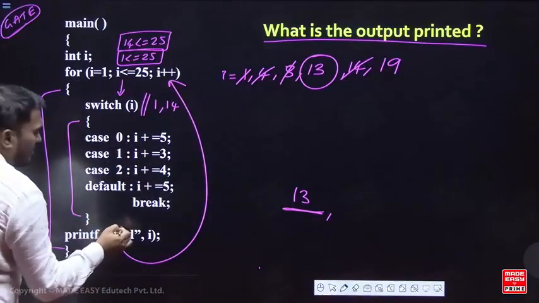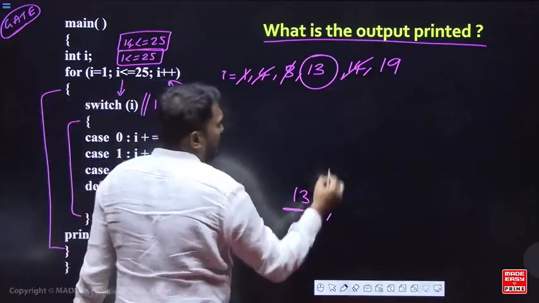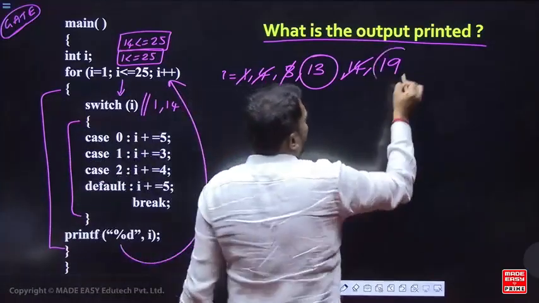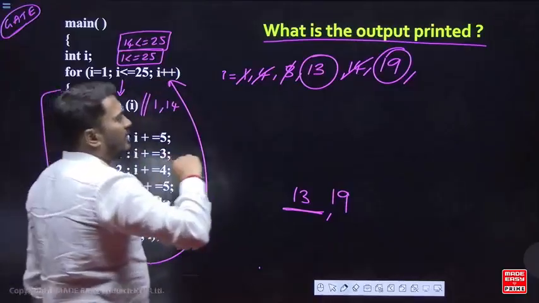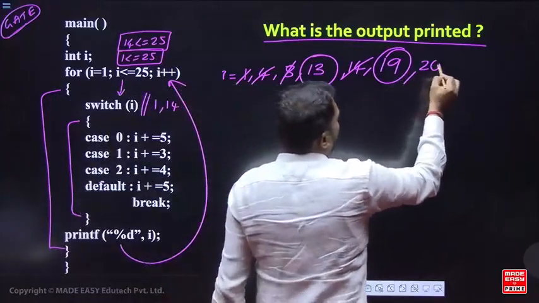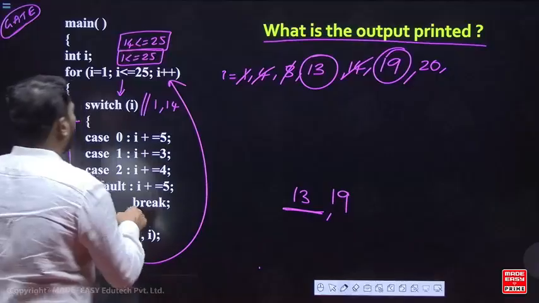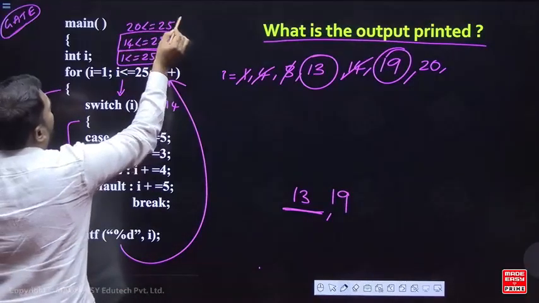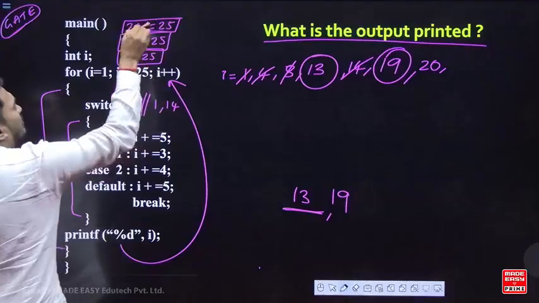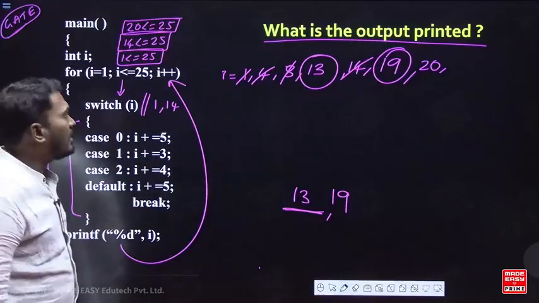So you say printf percentage I. Next it will print 19 on the screen. And after that, again you will say I plus plus. When you say I plus plus, I value becomes 20. And next, in the for loop, you do the checking. 20 less than or equal to 25. True or false? True only.